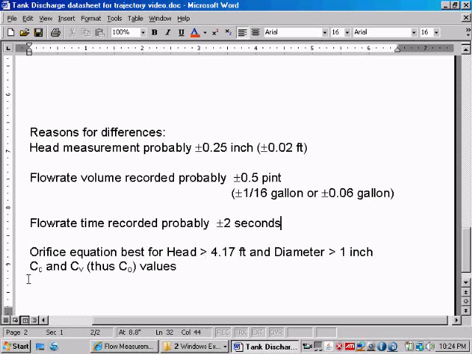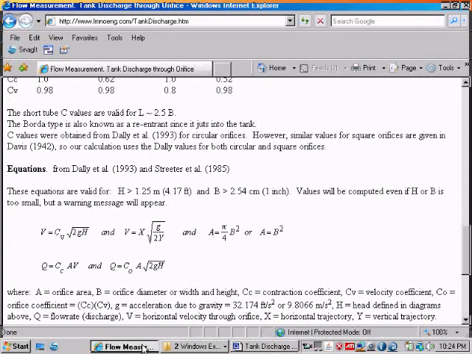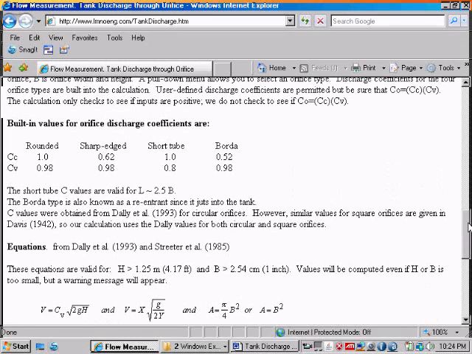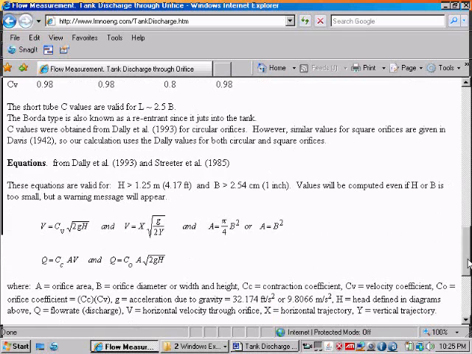And also we could have error in the CC and CV values. Well, those values were determined by many researchers over the years and were determined to be valid for a sharp-edged orifice. But also they are best to be used if your head is greater than 4.17 feet and your diameter is greater than 1 inch. So even though this is the most commonly used equation for discharge from an orifice, you may see some error when using this equation if your head and diameter don't strictly satisfy these criteria.